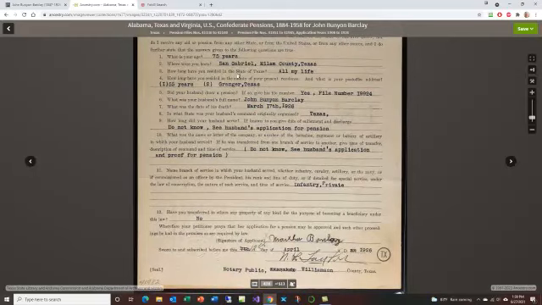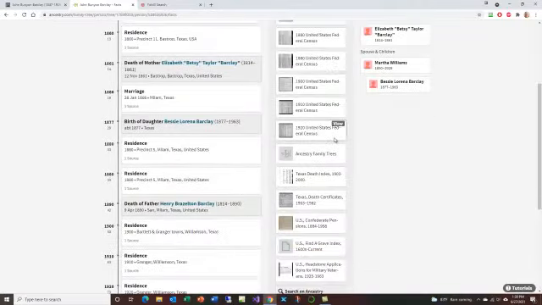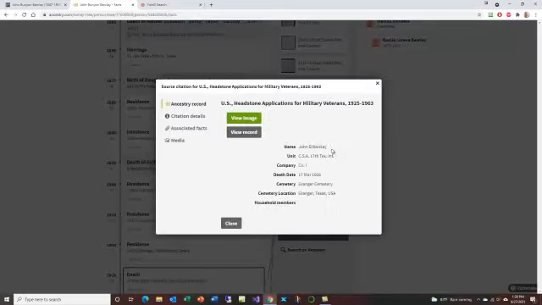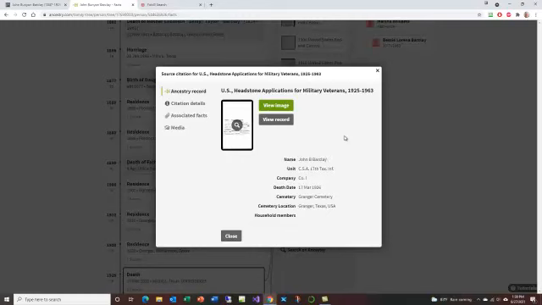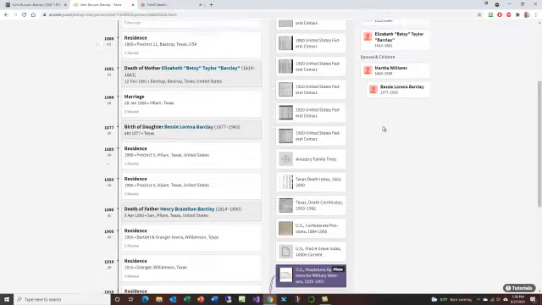But that's another good indicator that John Bunyan Barclay is in fact a Civil War veteran. And here's his application for his headstone: CSA, 17th Texas Infantry, Company I. And so we've got three indicators already that he's a veteran: his headstone, the pension application, and the headstone application.